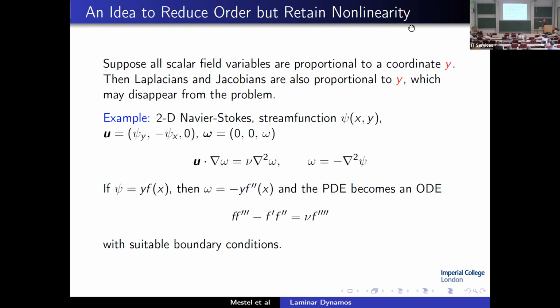So, for example, if we had the 2D Navier-Stokes equation with a stream function psi proportional to y, then the vorticity is proportional to y, and y just cancels from the problem. We just get an ordinary differential equation. So we've reduced a PDE to an ODE. And that's what we're going to do several times, in essence.